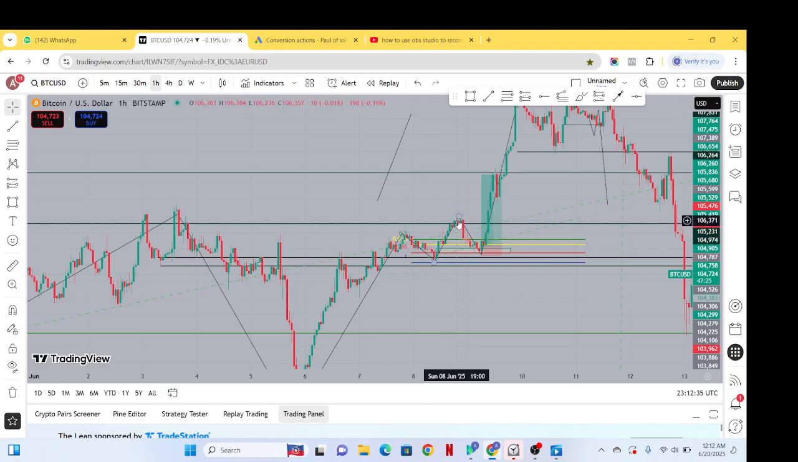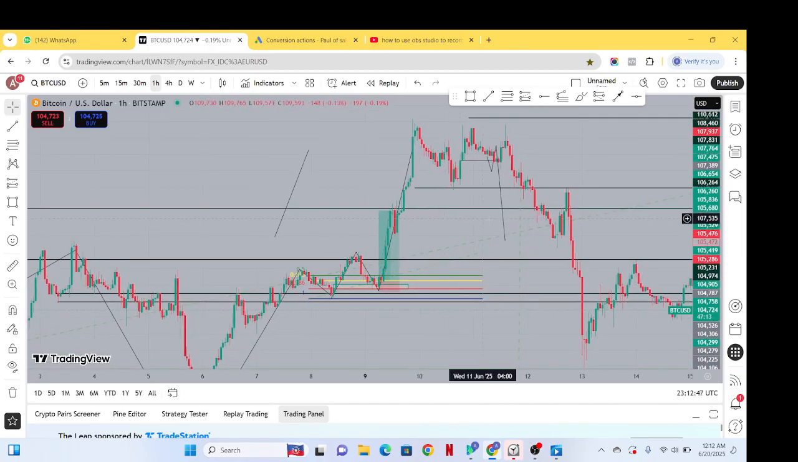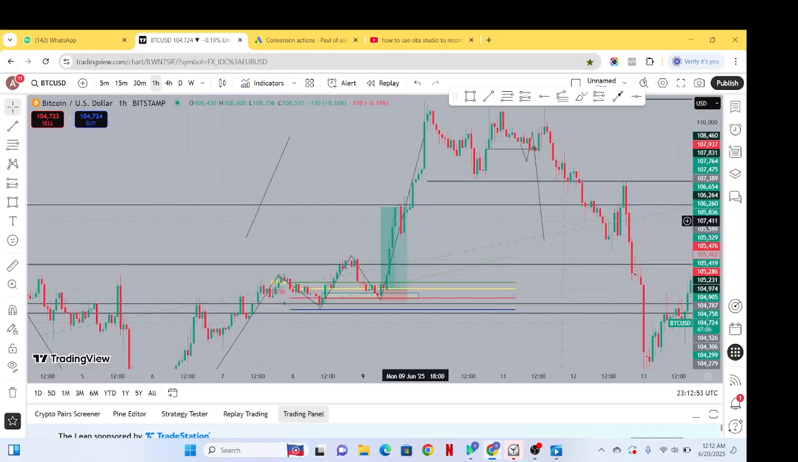Then after that, what are you waiting for? You're waiting for a higher low, and then you take your higher high. Simple, very simple.